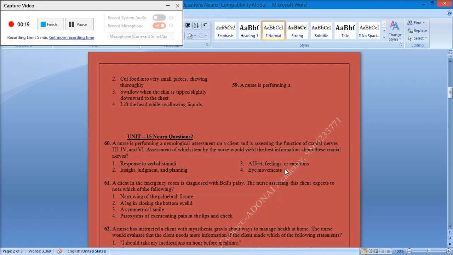1. Response to verbal stimuli. 2. Insight, judgment and planning. 3. Affect, feeling or emotion. 4. Eye movement. The correct answer is 4. Eye movement.